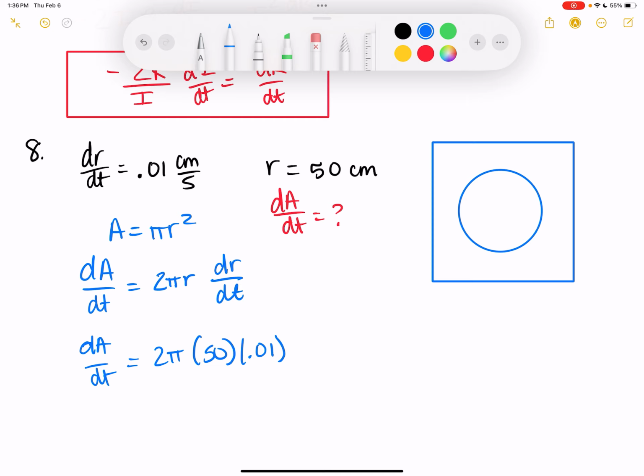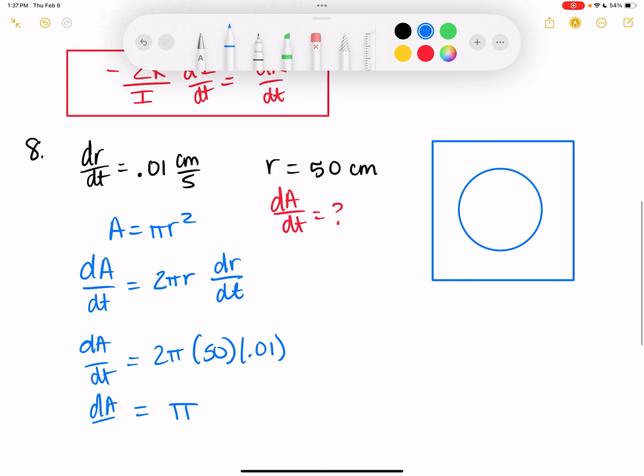I don't think that number is right. Maybe it is. Let me see. Does it just say pi? Yeah. I was gonna say 2 times 50 is 100, times 0.01. I was trying to do 50 times 0.01. That's why I was like, I don't know if this is right. It was just throwing me off.